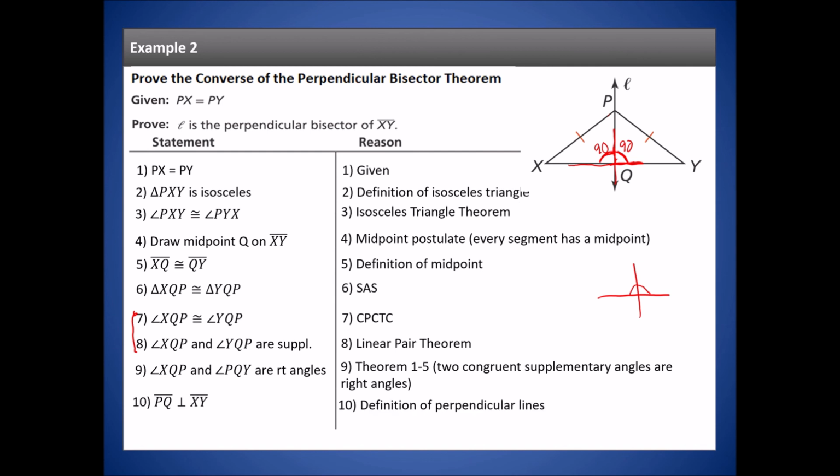We know that line segment PQ has to be perpendicular to line segment XY. Why is that? Well, because we now know that these are 90-degree angles, right? They're right angles. And therefore, since they're right angles, that means that this has to be perpendicular to this, just by definition. And now that we established that it's perpendicular, and we established that it cuts this in half, that means that by definition it has to be a perpendicular bisector because it cuts it in 90 degrees and it cuts this in half.